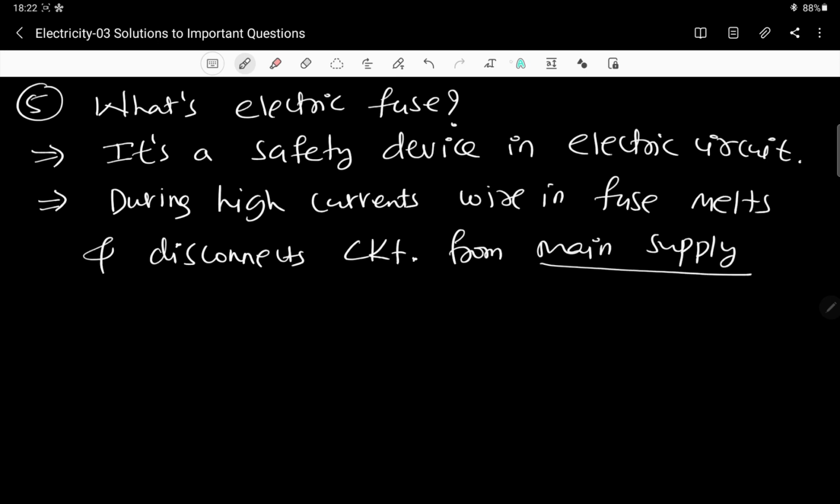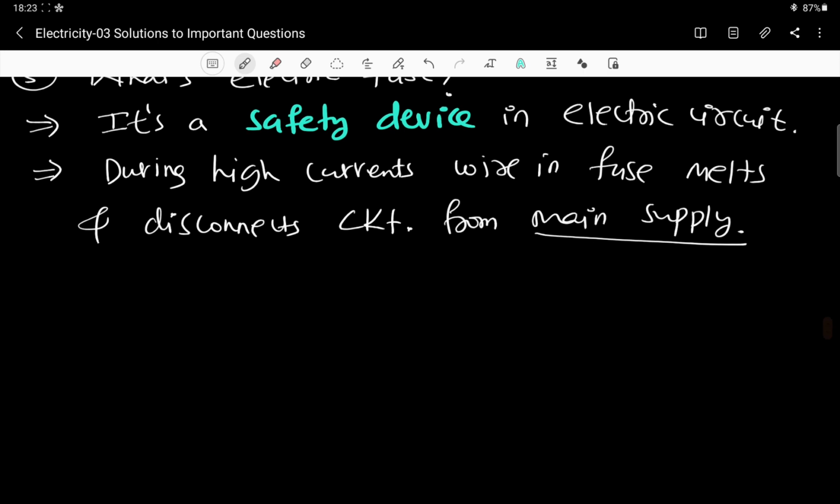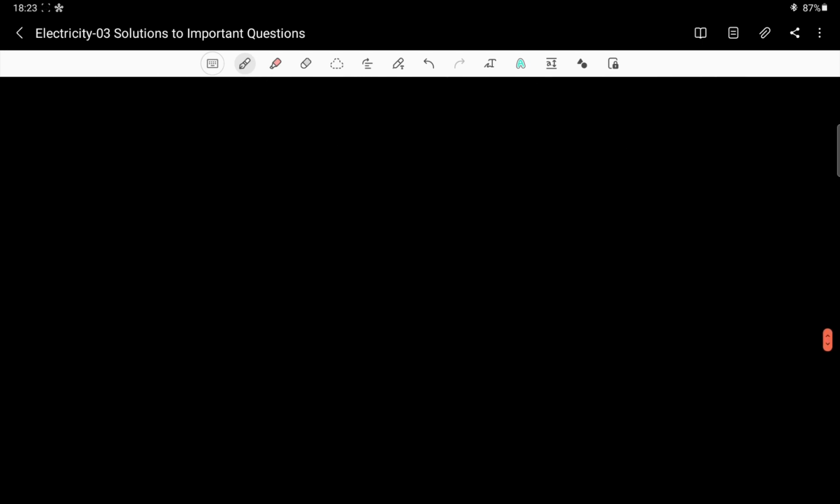What is a fuse? Simply you can say it's an electrical safety device in any electric circuit. During high current, the wire in the fuse melts and disconnects the circuit from the main supply. You can explain that in many parts. That question will also come. So next is that question only.